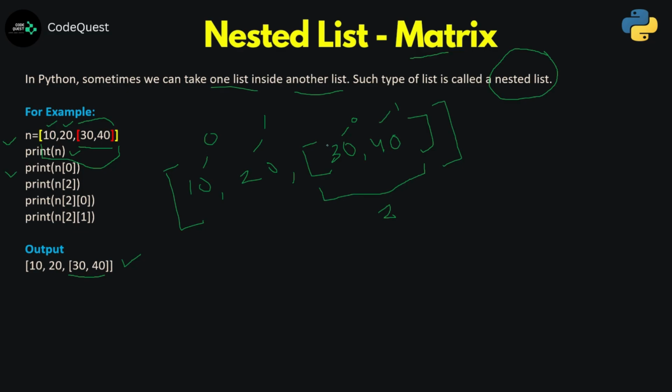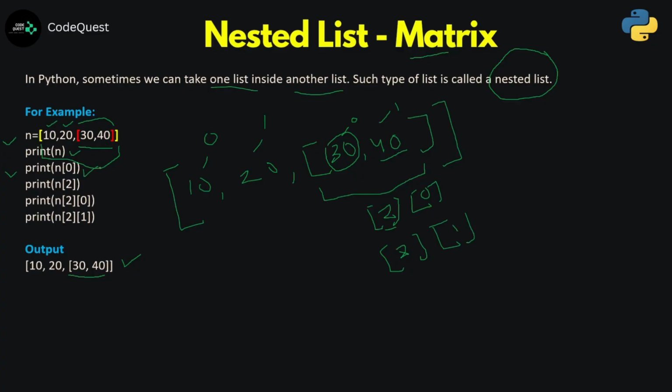So in order to access this 30, I cannot use only one index, rather I have to take the row index, that is 2, because that is where this list is positioned, and then its internal index. So 30 can be accessed by using two indices, that is 2 and 0. Similarly, when I am accessing 40, I should be writing index 2 followed by index 1. So that is what we have done here.